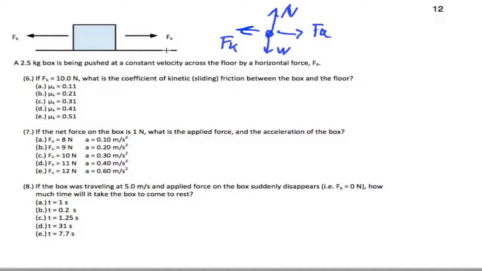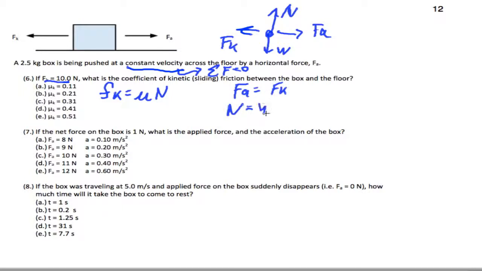Now, we start off with a constant velocity, so that means to start off, the forces are balanced. So what does that mean? Let's just take it slow. First, we're given the kinetic friction. We want to know the coefficient of sliding friction between the box and the floor. So remember that friction is mu times N. And we've got a couple of other equations. We know that the applied force balances the friction and the normal balances the weight because we're at dynamic equilibrium, meaning that we're moving at constant velocity. Basically, constant velocity means the forces balance.